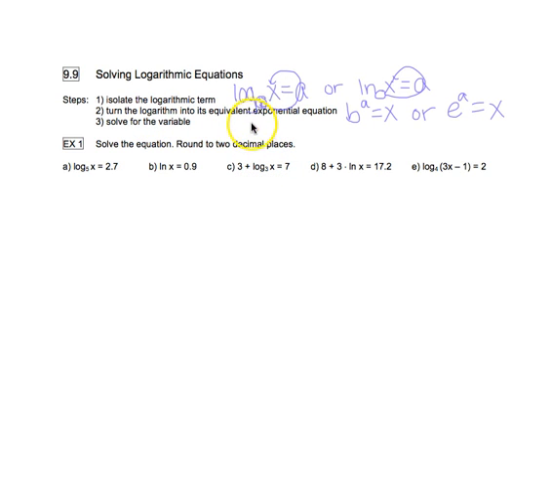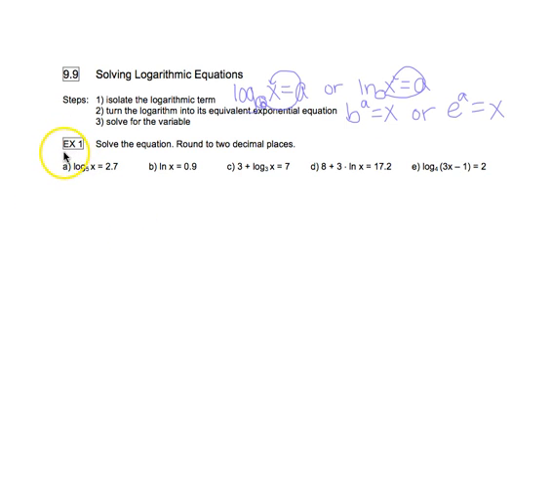So once we turn it into the exponential, our variable is now going to be over here, and sometimes we're going to have other things with our variables, so that's why step 3 is to solve. Because if it's not just the variable as the input, then we still might have some work to do. So let's look at some examples.